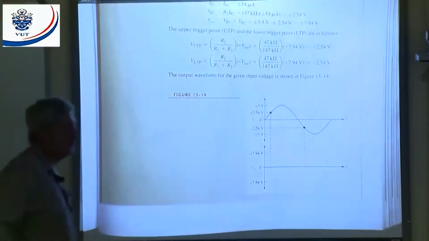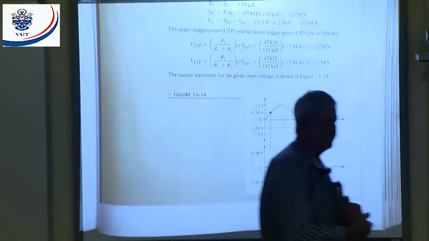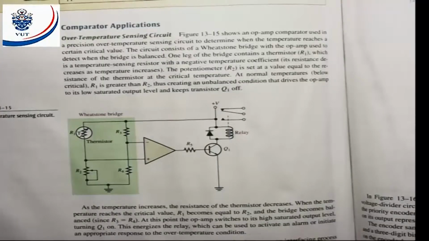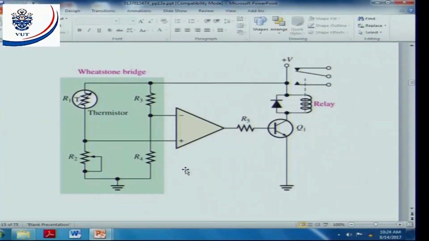All right, the next part of the work is comparator applications. We're going to look at comparator applications. That circuit is called the over temperature sensing circuit, where we use this op amp as a comparator.